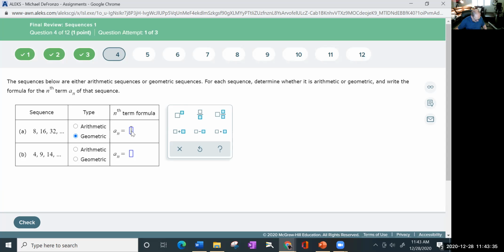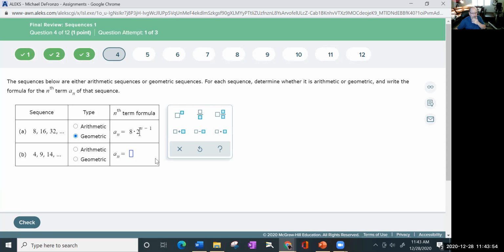So we have 8 times 2 to the n-1 power. And for some reason, when I pressed 2, it put a C there.